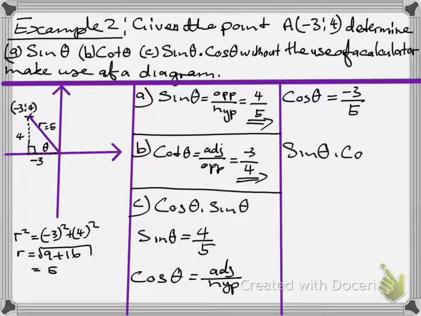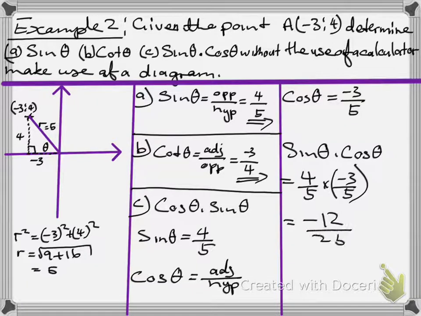Now sine theta multiplied by cos theta, we have the values 4 all over 5 multiplied by negative 3 all over 5. We multiply that, we get the answer negative 12 all over 25. So you need to know in which quadrant your diagram, or right angle, or your coordinate is going to be located. So you use all the necessary information that we have learned in this lesson earlier.